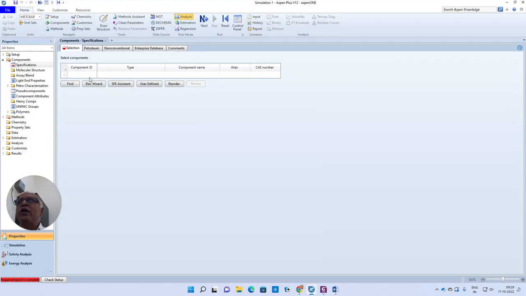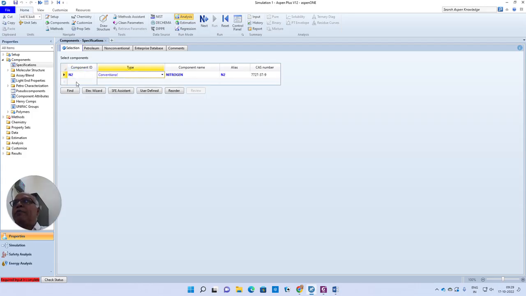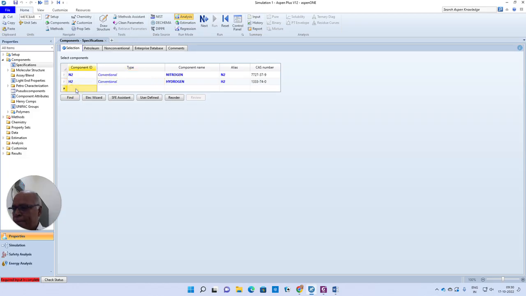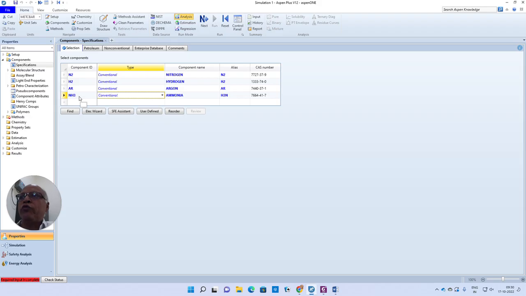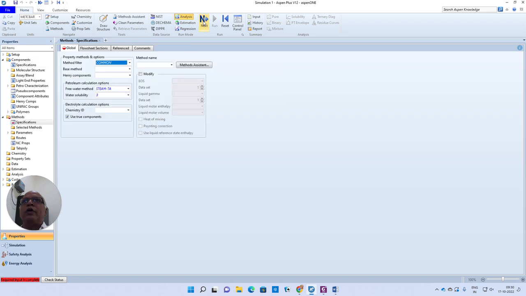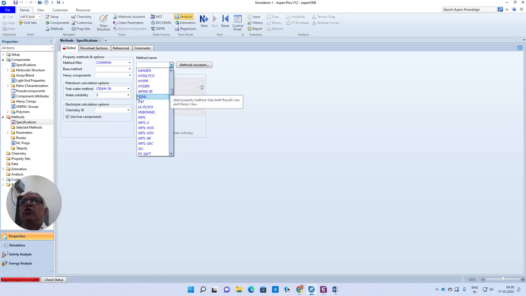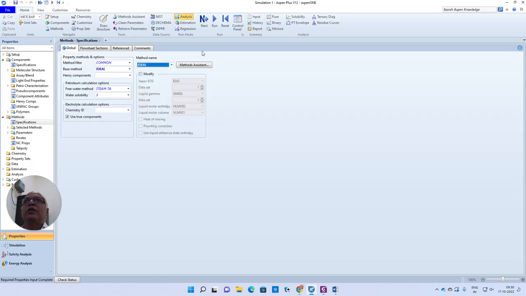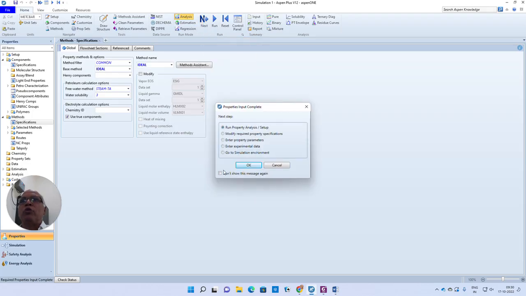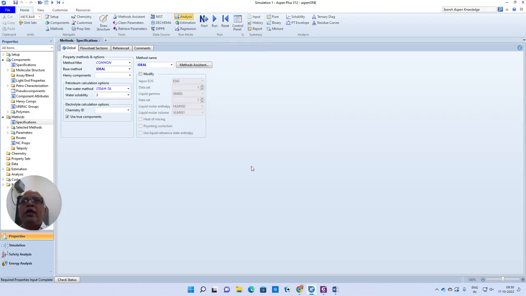So the first step is to define all the components that you have in your product: nitrogen, hydrogen, and then ammonia. So once we have these details, as we have seen, it is only a mass balance problem. So whatever is the property method should not be affecting your mass balance calculations. So having selected the property model, you can go to the next step, that is the simulation environment.